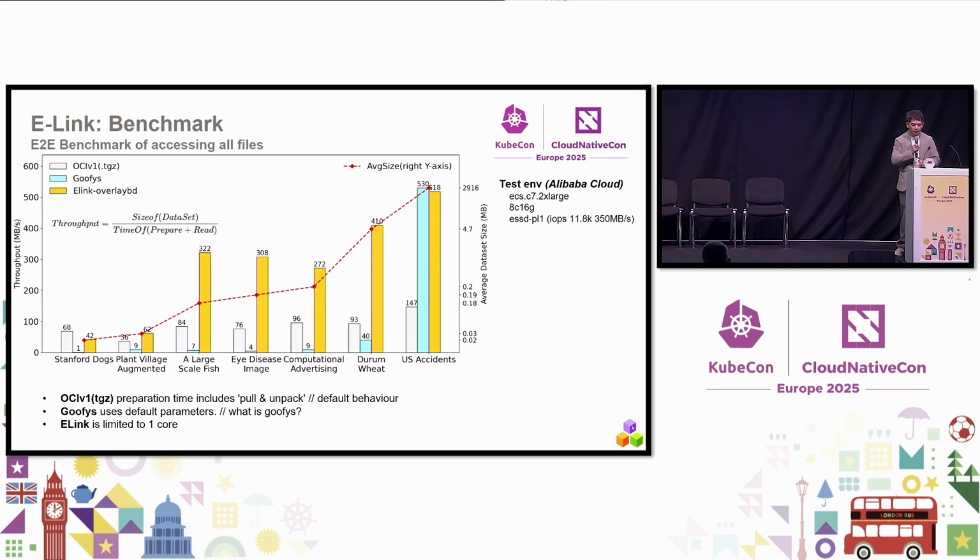The result shows that in the scenario with a large number of small files, E-Link performs significantly better than the OCI image and Goofys. In the US accident dataset, with a large single file, E-Link performance is also on par with Goofys. And all the test environments were provided by AlibabaCloud.